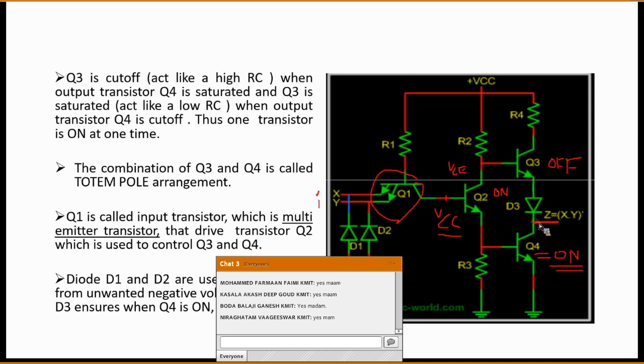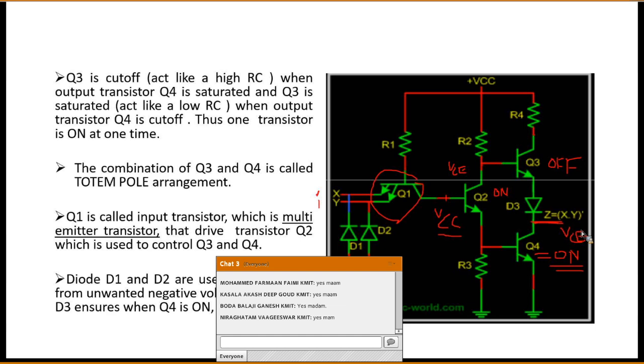This is your output terminal. The output is taken at the collector of Q4. If transistor Q4 is on, its collector will be equal to VCE sat, which is equal to 0.3 volts, which is approximately equal to 0.